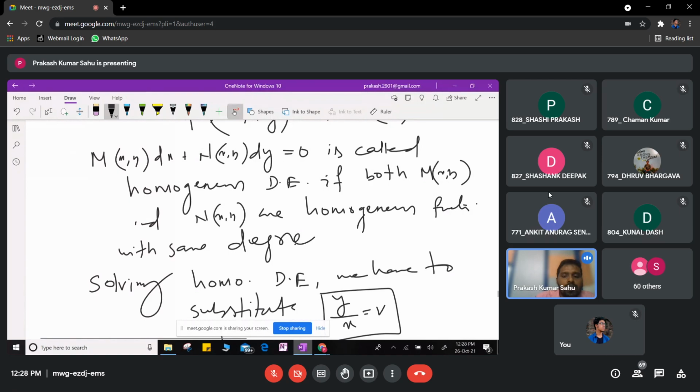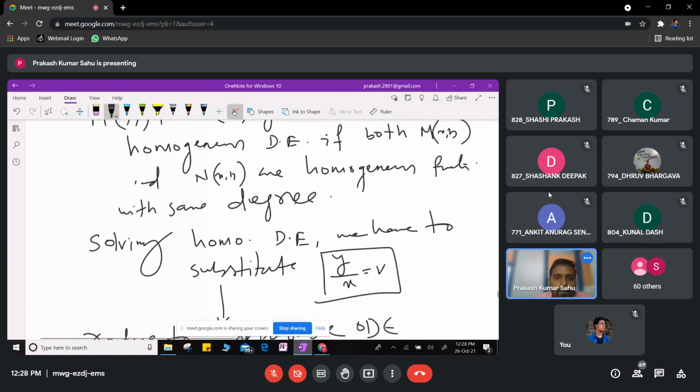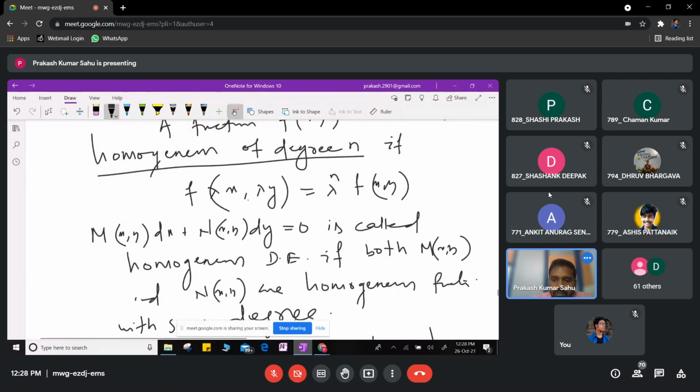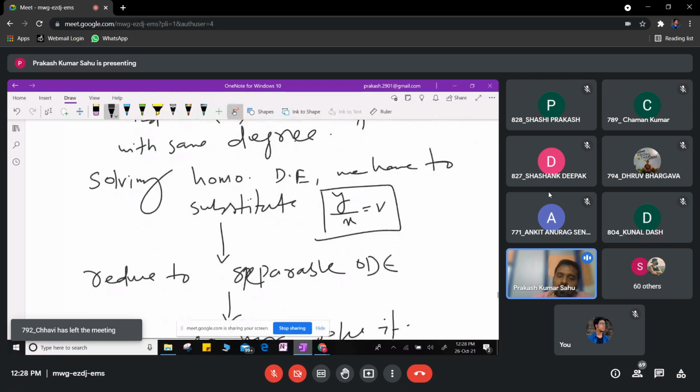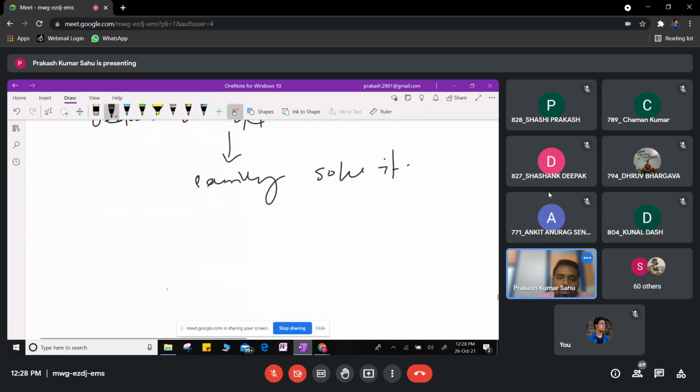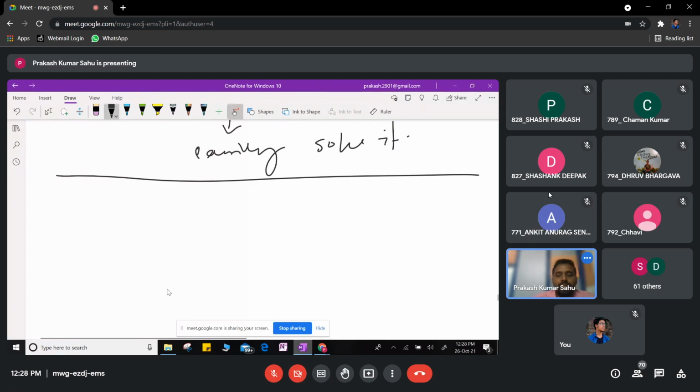With the same degree. Okay, homogeneous functions with the same degree. So now, when solving a homogeneous differential equation, we have to substitute y by x is equal to v, and it is reduced to a separable ODE, then we can easily solve it. Okay, so let us see.